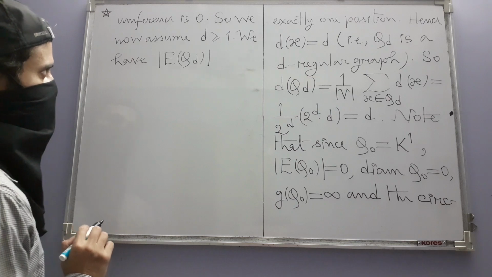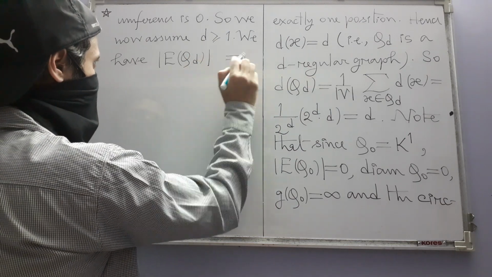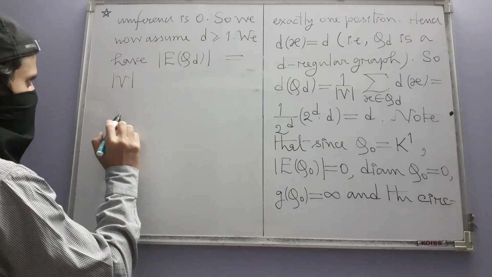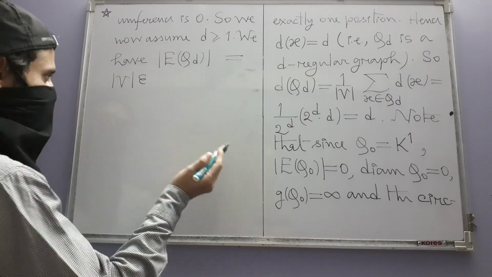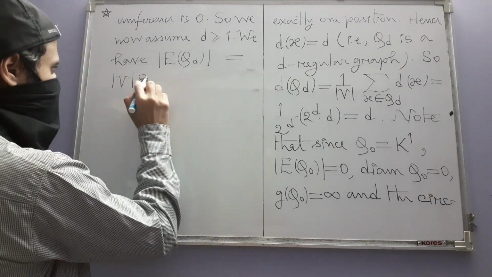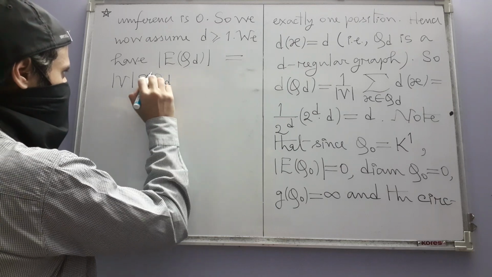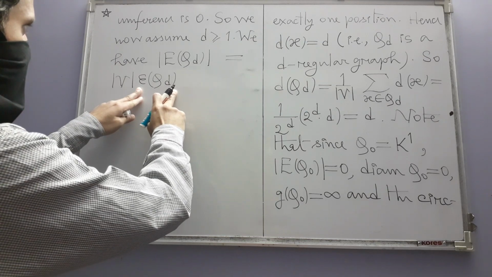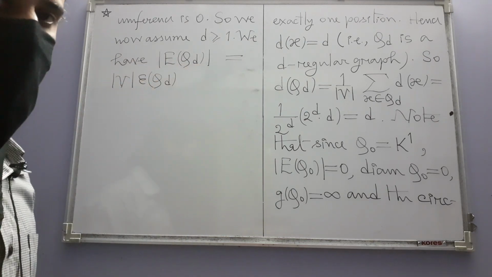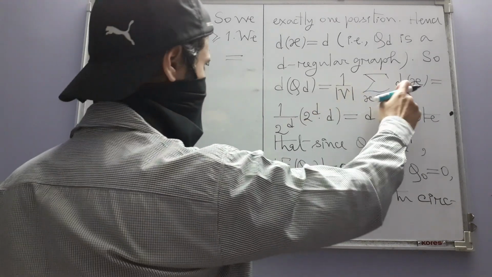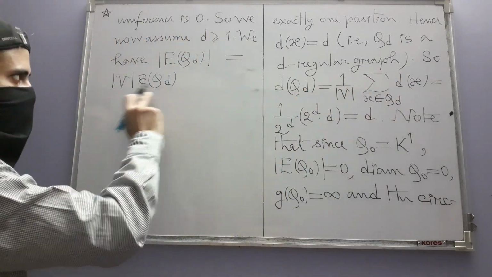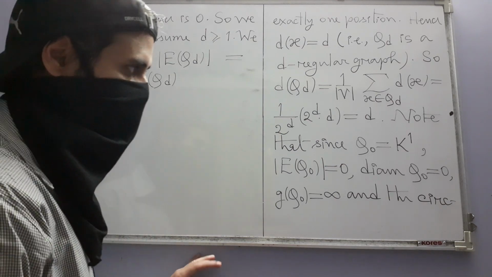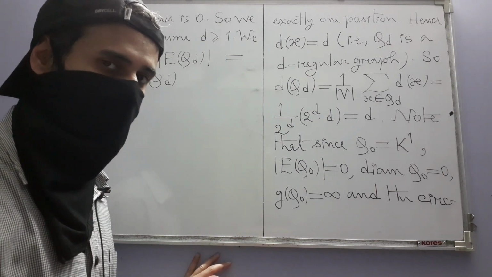The number of edges in QD is equal to the number of vertices in QD, of course, times that average degree, that other average degree, which we denote by epsilon, because epsilon is the number of edges divided by the number of vertices. Unlike the ordinary average degree, there is that other average degree which denotes the number of edges divided by the number of vertices. It measures the average number of edges per vertex.